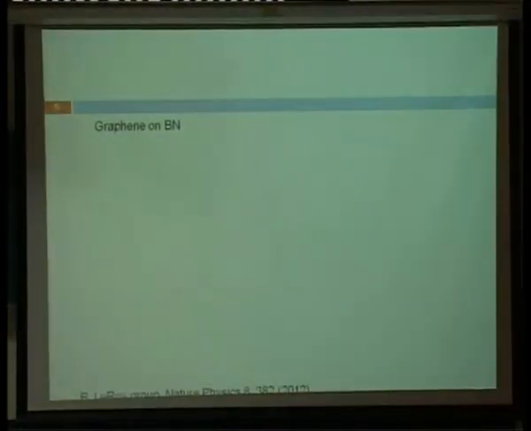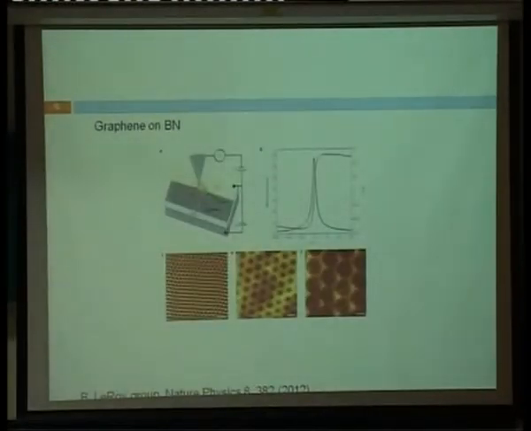Experiments with boron nitride have been done as well, where people see that boron nitride is really not the happy substrate that everybody wants it to be, but it really interacts with graphene.